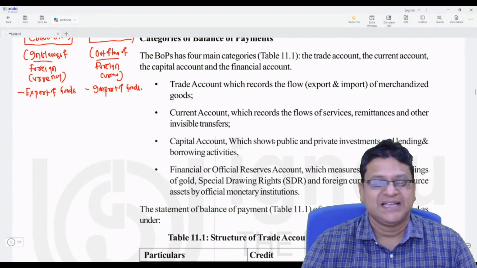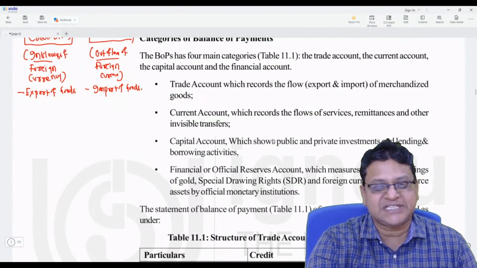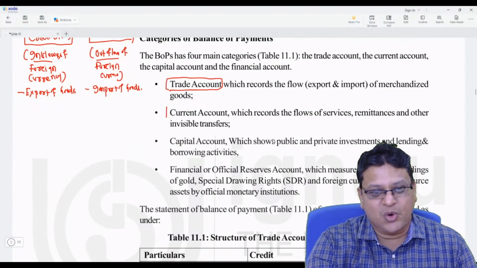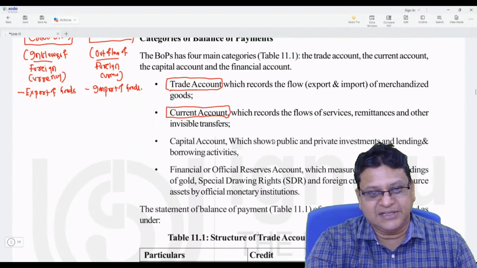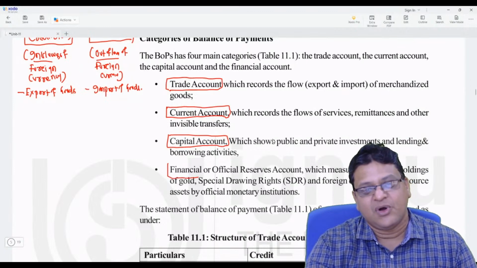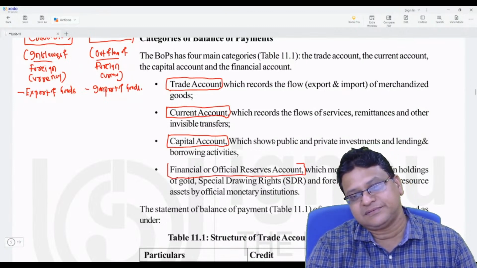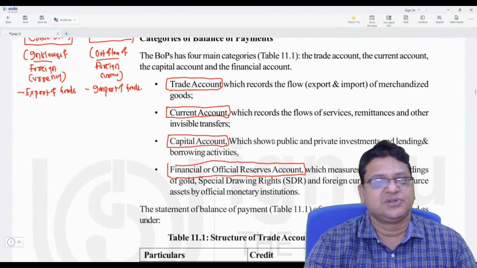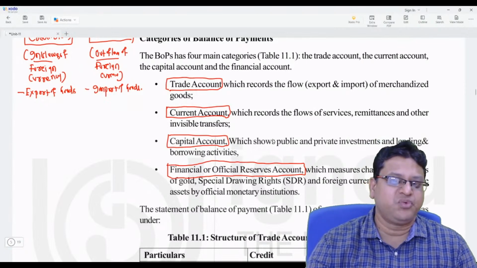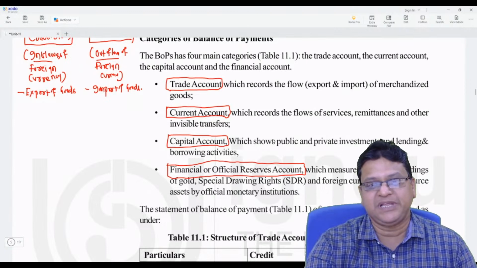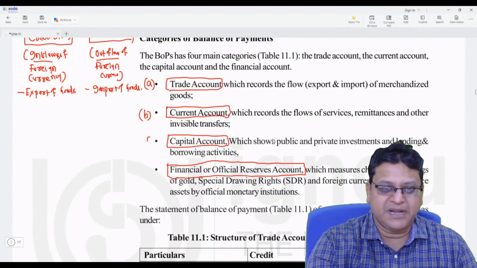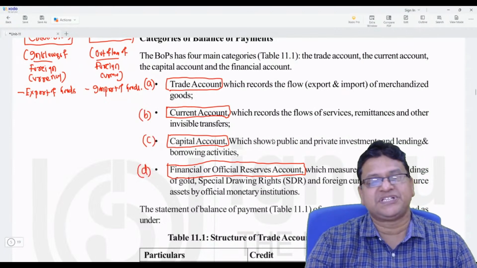What are the 4 headings in which the BOP statement is divided? One is trade account, another is current account, another is capital account, another is official reserve account or financial account or other account. So there are 4 accounts where the inflows and outflows are classified under BOP: trade account, current account, capital account, and financial or official reserve account.